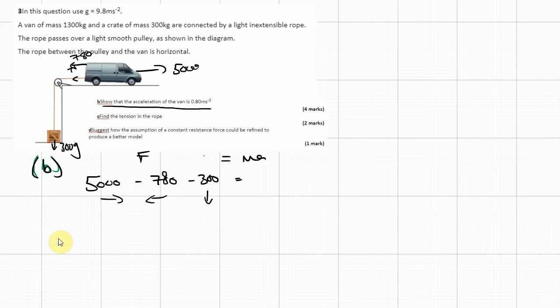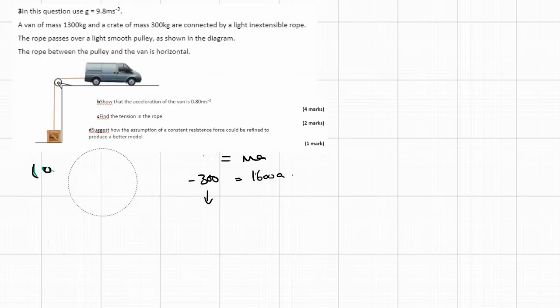And then what people did is they added the 1,300 and the 300 and times that by the acceleration. That would be incorrect.